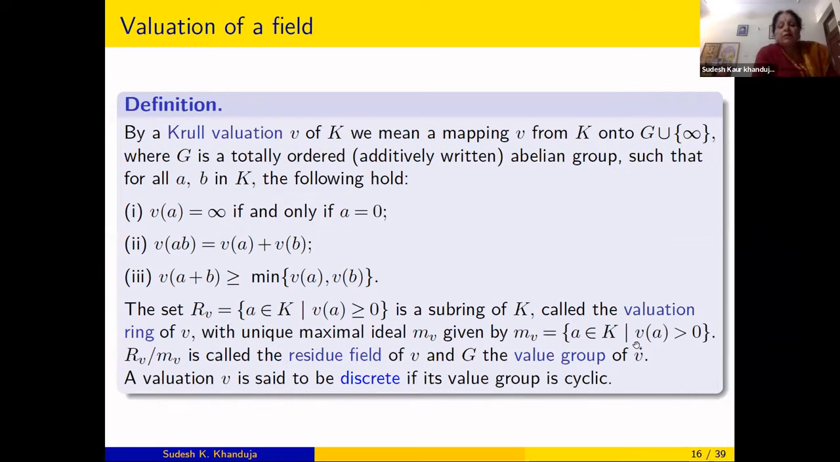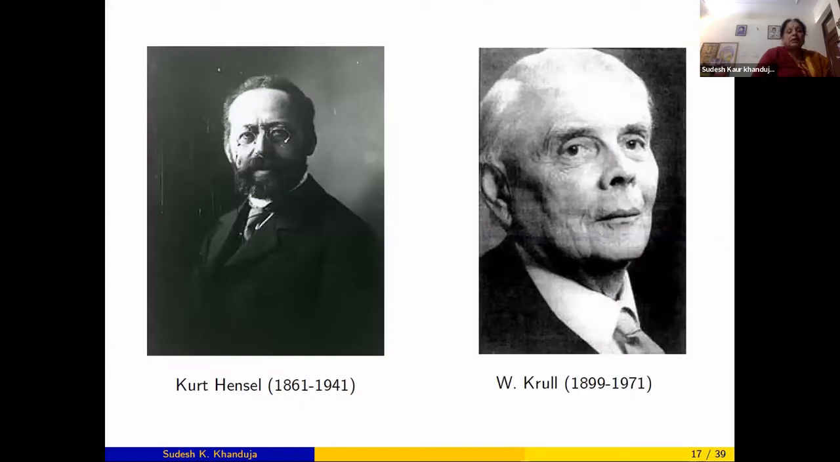Remember the value group of the p-adic valuation for a prime number p, and the value group of the curly p-adic valuation for a non-zero prime ideal of A_K. They were all Z. A valuation V is said to be discrete if its value group is cyclic, I mean, isomorphic to Z. And number theorists are always interested in discrete valuations, that is, valuations whose value groups are cyclic.